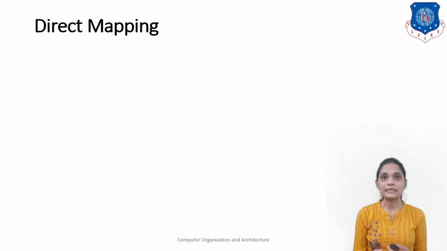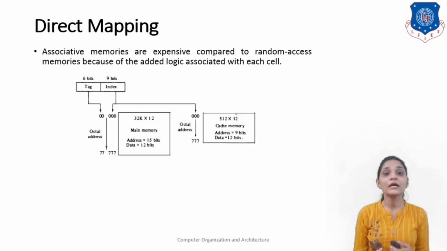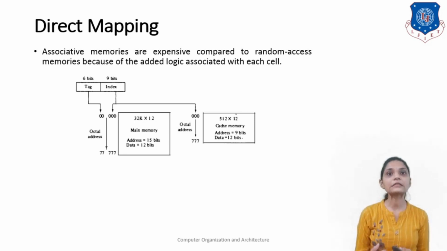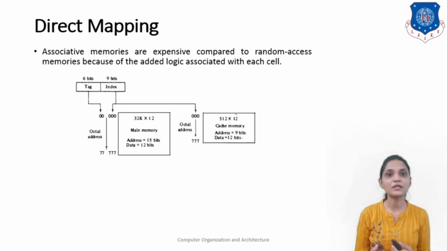Next, we will see the direct mapping. Associative memories are expensive compared to random access memory because of the added logic associated with each cell. So instead of using associative mapping, we can use direct mapping. In this direct mapping, we are also considering the same construction, that our main memory is 32K x 12 and the cache memory is 512 x 12.